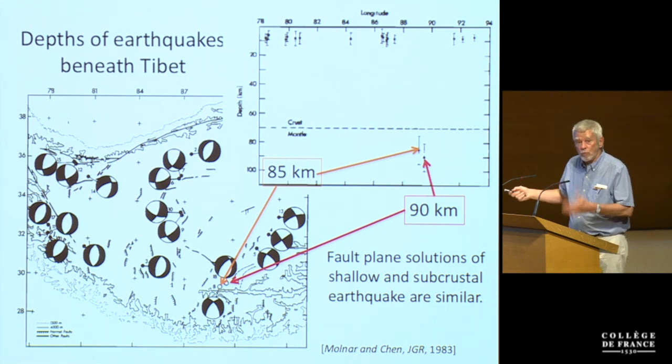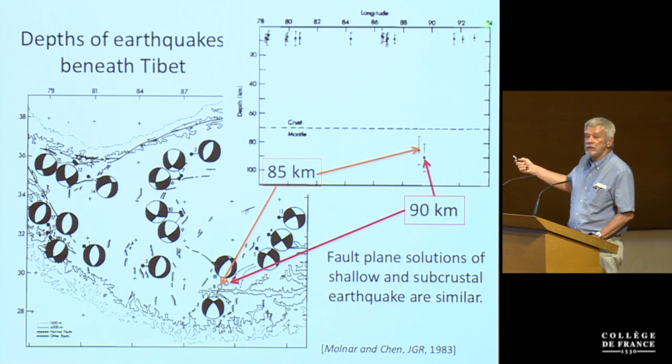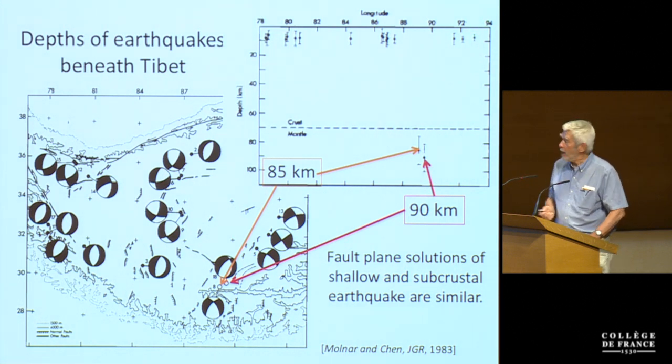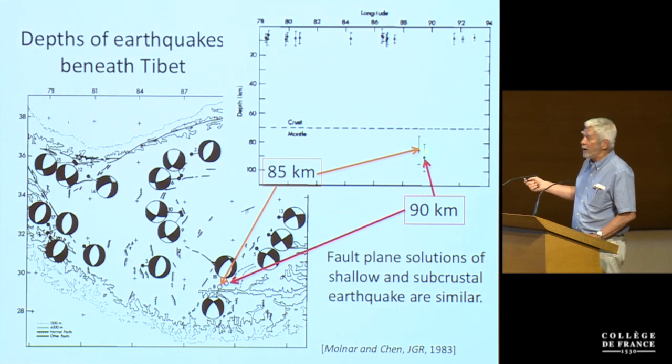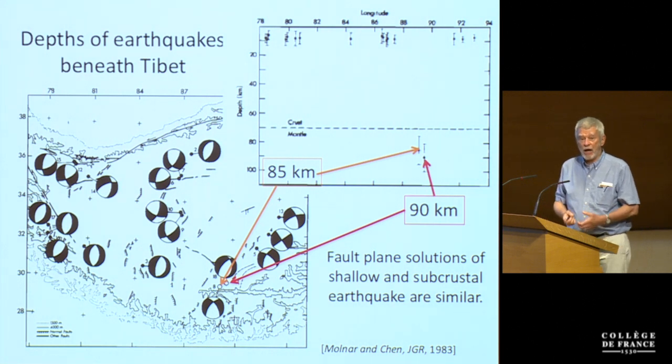Now, roughly, what would it be, 35 years ago, we found 2 earthquakes that were quite a bit deeper than the others. Most were at shallow depths. This is longitude going 78 to 94. Most of these earthquakes were shallower than 10 kilometers, but we had found two at that time, there are now many more, that were much deeper, down at 85 or 90 kilometers. But with the same style of deformation as at shallow depths.